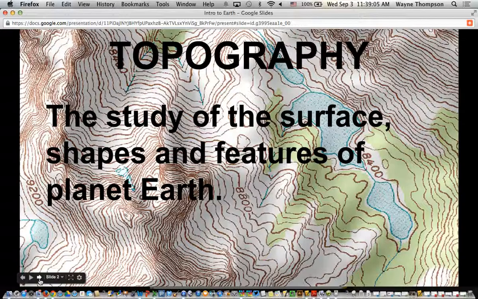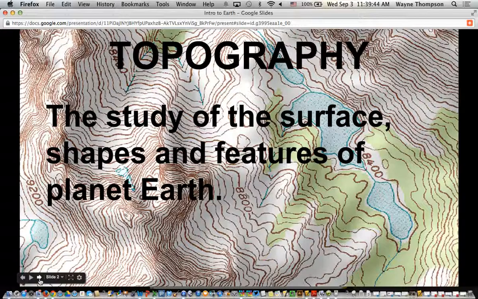You can go ahead and write this down. Topography is the study of the surface and the shapes and the features on the surface of planet Earth. Topo means shape, and graph means to draw. Scientists and engineers and land surveyors have been mapping the surface of the Earth for hundreds of years, really. And they've created these things called topographic maps.